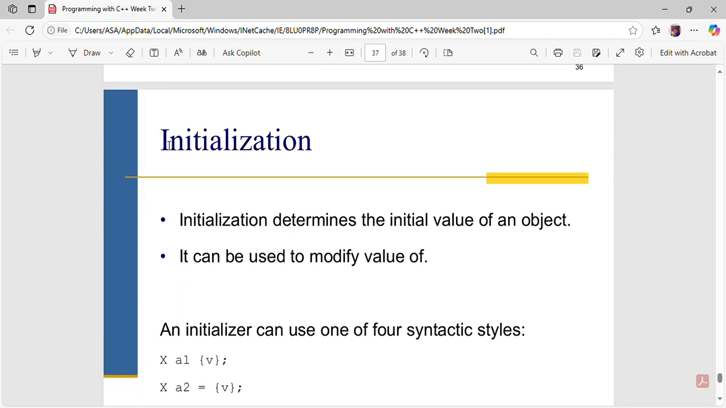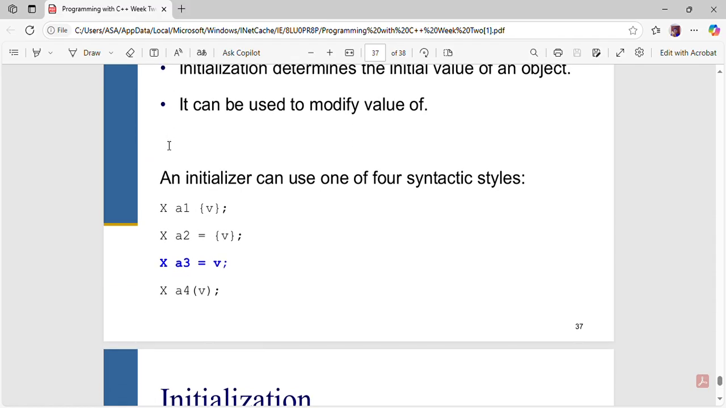Let's look at initialization. So initialization determines the initial value of an object. Maybe you've decided to initialize 2 to the variable a. So it is telling the computer that the initial value for the variable a is 2.